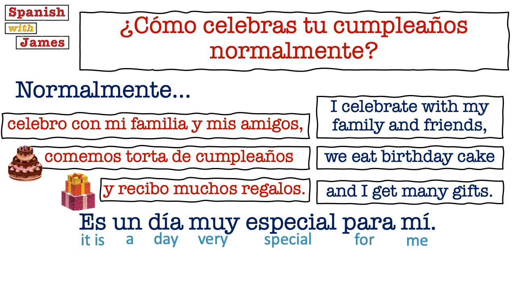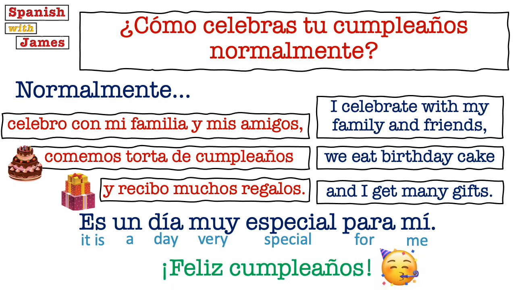So the word order in Spanish is a bit different because we tend to put the adjective after the noun. So we're describing the day, so day is the noun, and we want to say it's a very special day. But instead of saying muy especial día, we have to say día muy especial. So the word order is a bit different, but this means it's a very special day for me. And the last bit of vocabulary I want you to take away from this video is feliz cumpleaños, which means, of course, happy birthday.